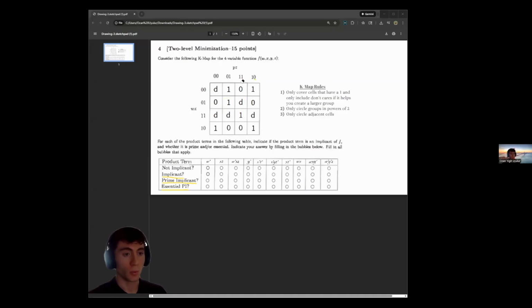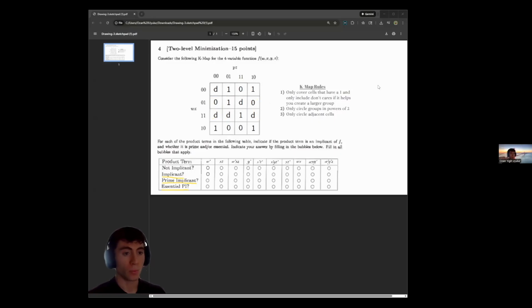Number two, we can only circle groups in powers of two. So we can circle a single minterm. We can circle a group of two like this. We can also circle groups of four, which can be either a box or it can be a whole row. And finally, we can circle a group of eight in this way.